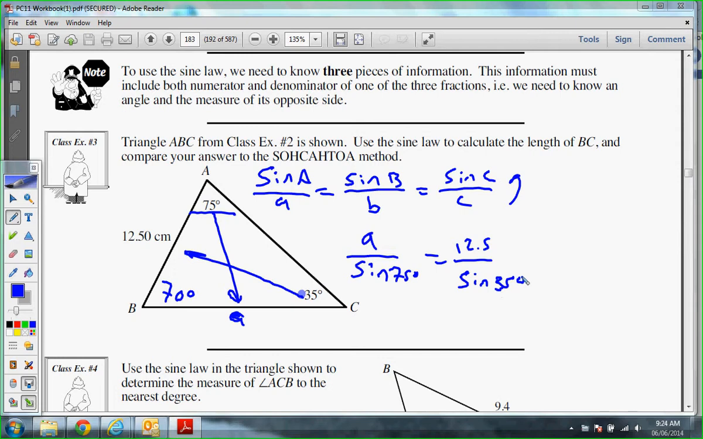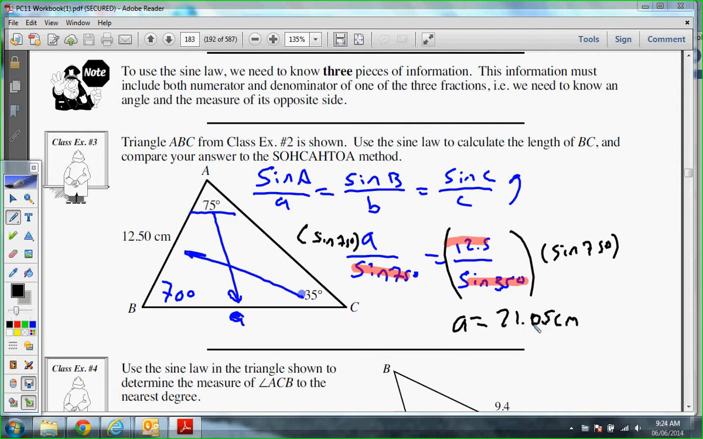Now you can kind of see I have 3 pieces of information. A is what I don't have. Okay, and you have one quick algebra step now. What we're going to do for algebra is we're just going to multiply both sides by sine 75. And that'll give us our answer. It gives us 21.05, which we already knew that's what it was. We just got it faster.